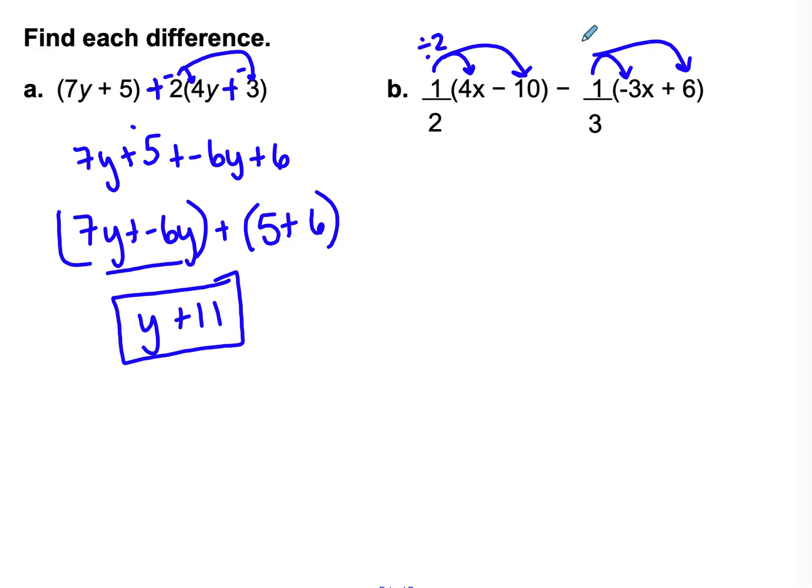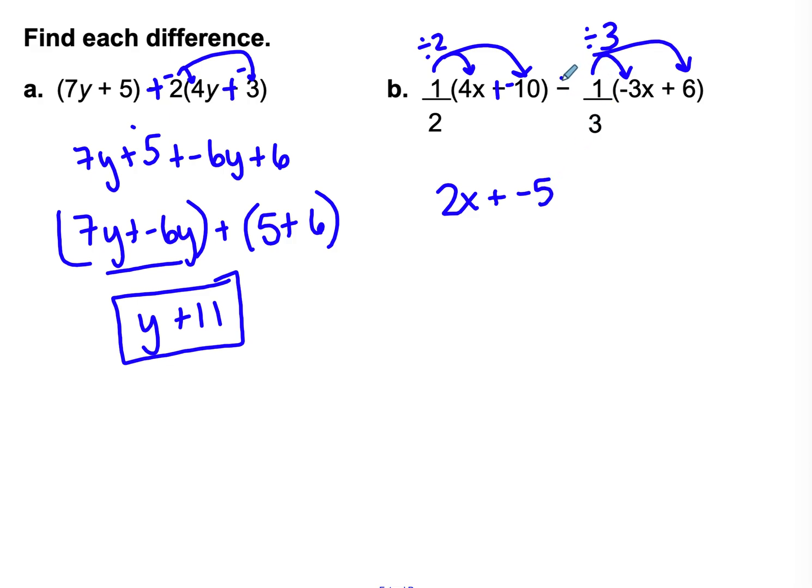And times 1/3 is the same thing as dividing by 3. All right. So 1/2 of 4x, it's like 4 divided by 2, which is 2x. Boom, boom, that becomes a negative 10. 1/2 times negative 10 is negative 5. So 2x plus negative 5.